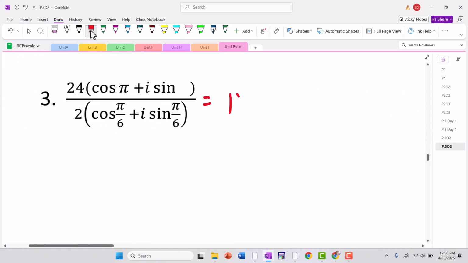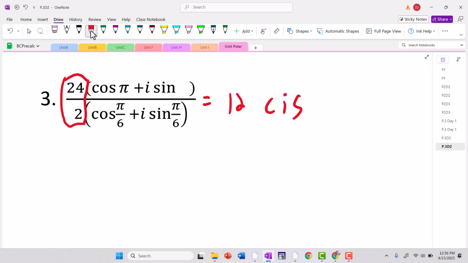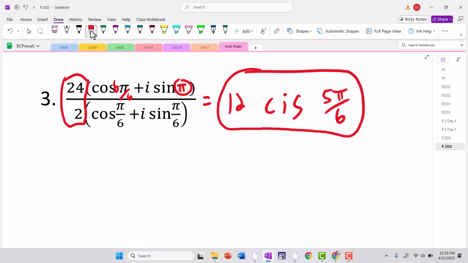So this is 12. 24 divided by 2. And then cis. Oh no, I got a typo there. That's 6 pi over 6. Okay, so I'm going to squeeze that in there. 6 pi over 6 minus pi over 6 is 5 pi over 6. So subtraction. There's one of my answers.